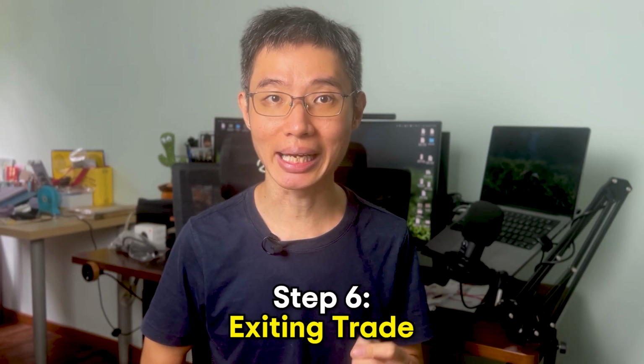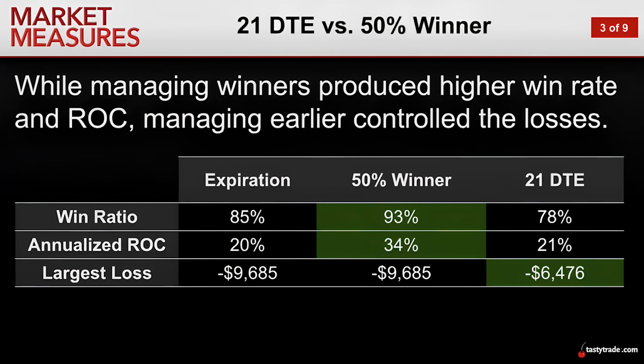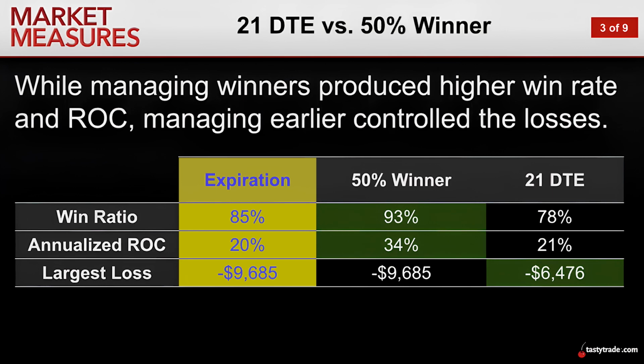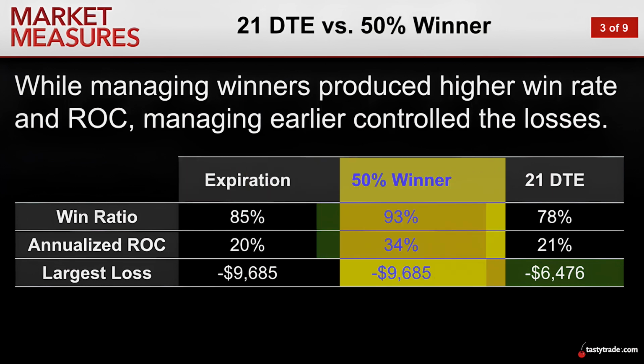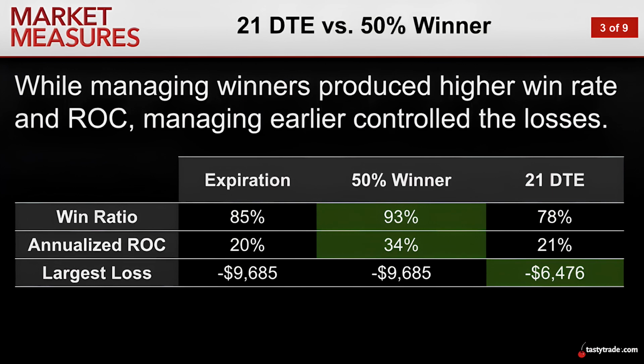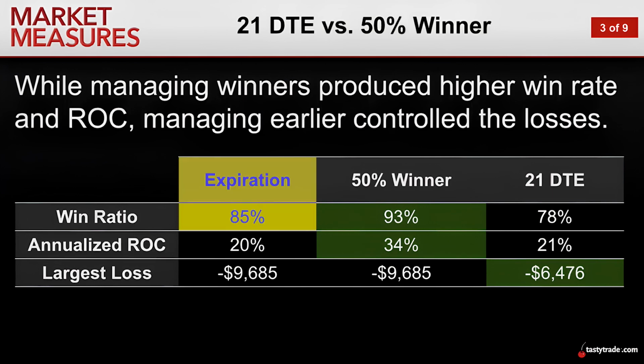Next, when should I exit my trade? According to Tasty Trade, there are generally 3 strategies for how I can exit my position. I can either hold it to expiration, or close at 50% profit, or close at 21 DTE. So, which is better? What they found was, if I hold to expiration, while my win ratio is at 85%, my annualized return on capital would also be the lowest. Meaning, I'm not using my capital as efficiently as compared to the other 2 methods.